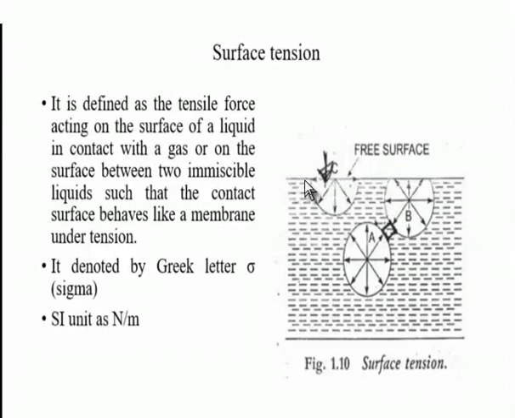So whatever particles are present on this surface are subjected to the surface tension, and it is denoted by the Greek letter sigma. This surface tension is denoted by the Greek letter sigma, and its SI unit is Newton per meter. Surface tension unit is Newton per meter. Okay, this is the surface tension.